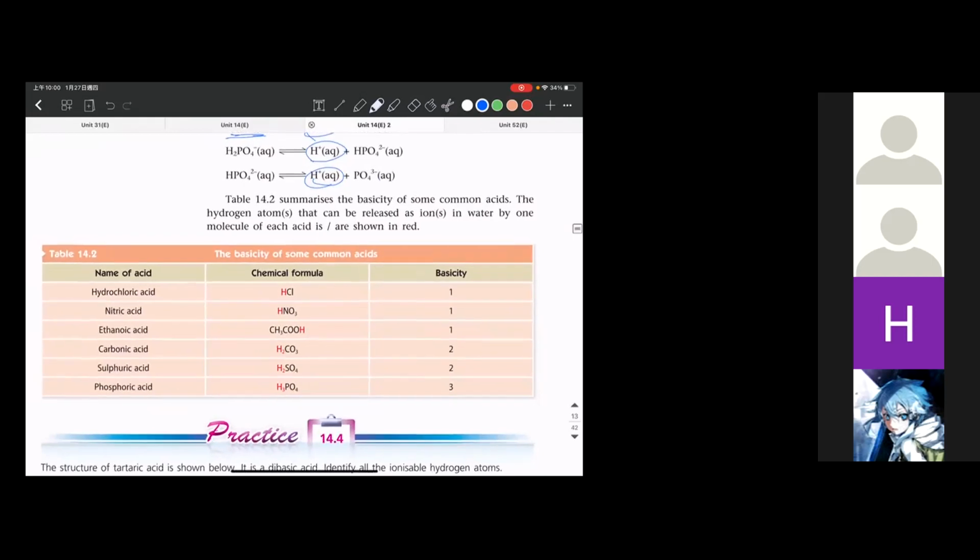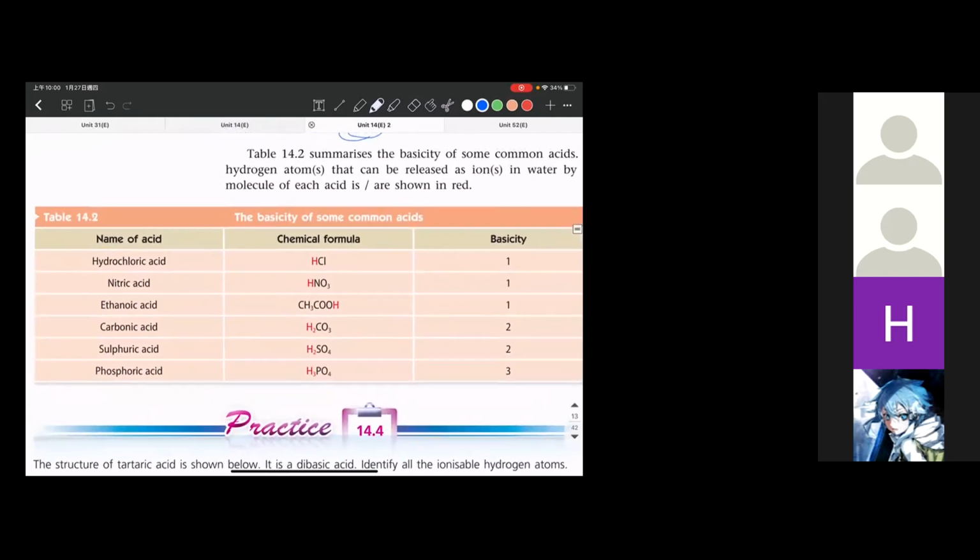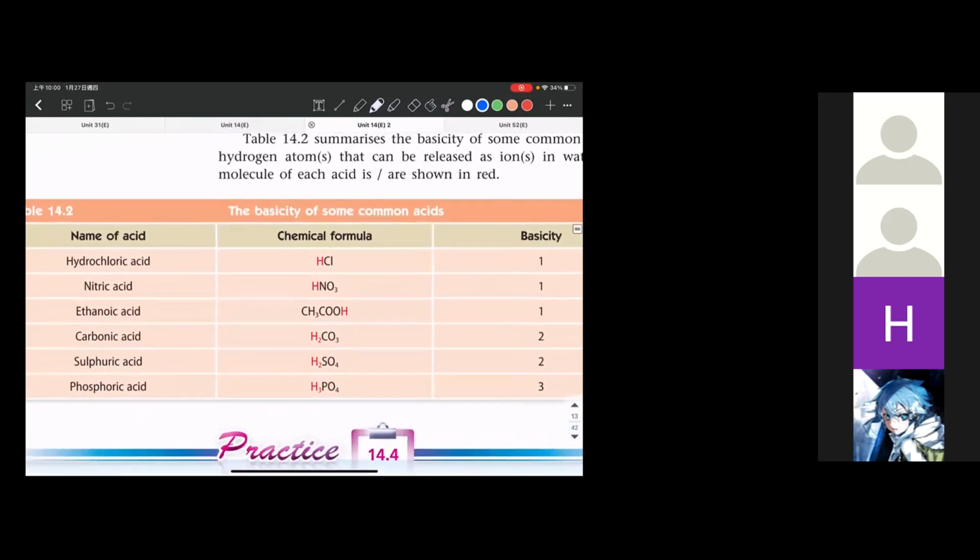Now take a look at this. What do you know about the basicity of an acid and the number of hydrogen atoms found inside the acid molecule? Now you may find it very strange, right? First of all, whenever I have these red hydrogens, the basicity agrees with the number of hydrogen atoms inside. In other words, what does it mean? All hydrogen atoms are ionizable.